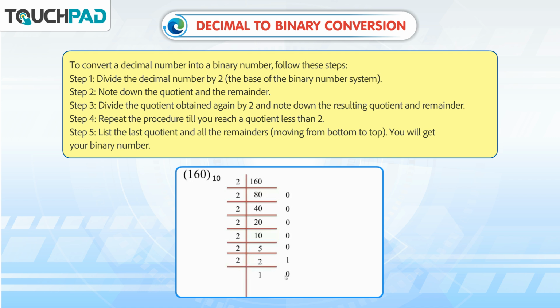Step 2. Note down the quotient and the remainder. Step 3. Divide the quotient obtained again by 2 and note down the resulting quotient and remainder.